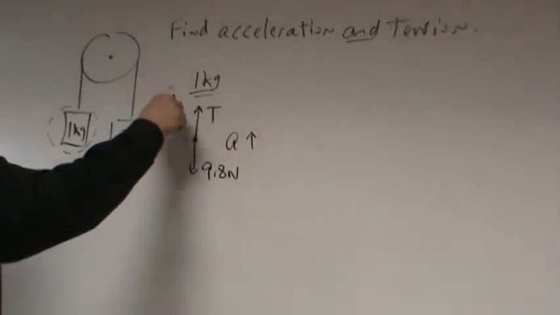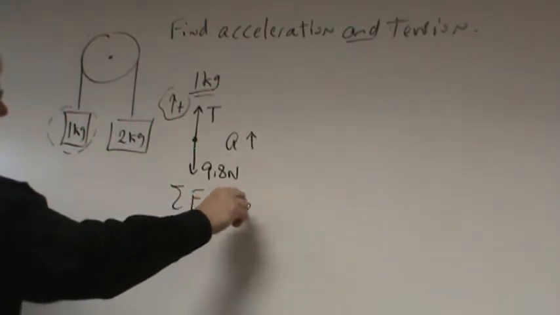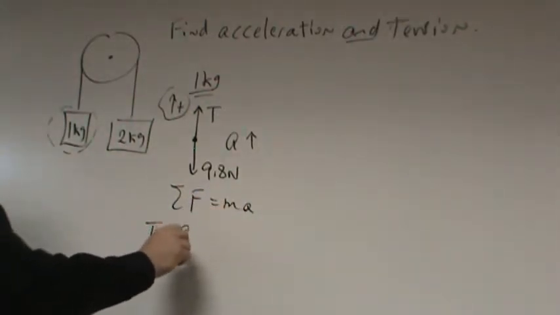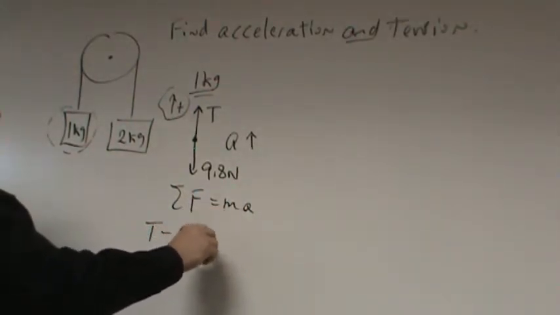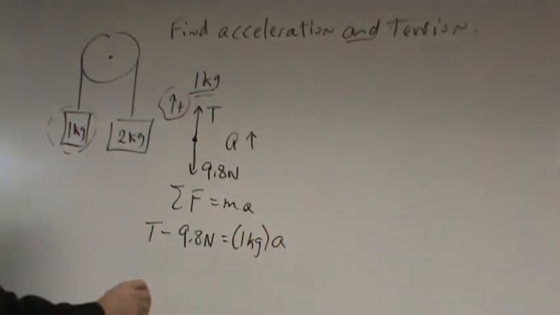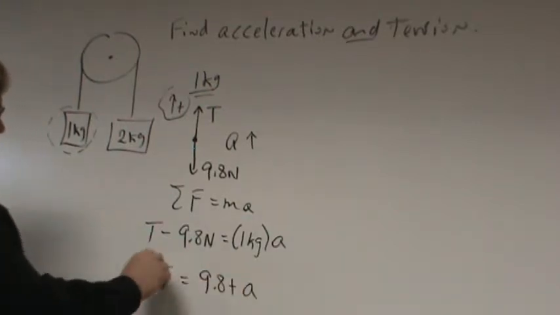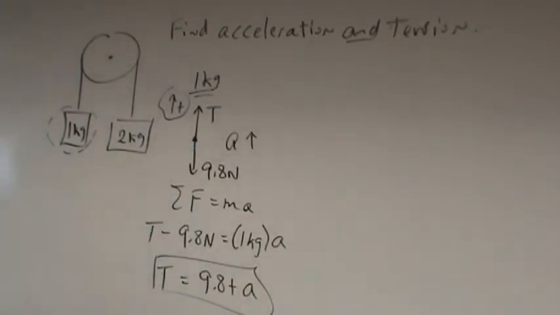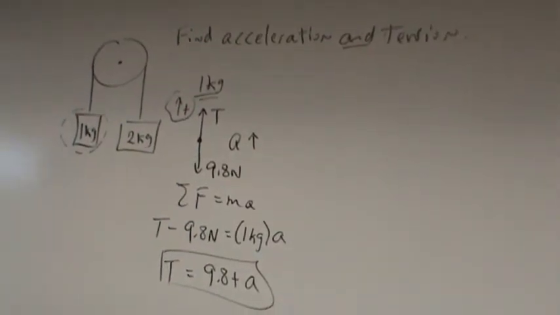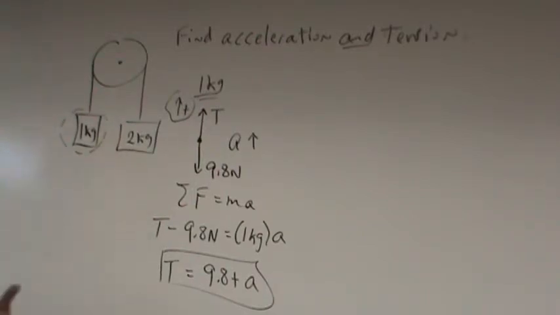I'll define up as positive. And so I do the sum of the forces equals ma. So I get tension minus 9.8 newtons equals the mass, 1 kilogram, times a. And I'm going to solve for T, and I get T = 9.8 + a. One equation, 2 unknowns. So you see why I'm going to have to do a free body diagram of the 2 kilogram guy, because I need a second equation with 2 unknowns, so I can solve them.